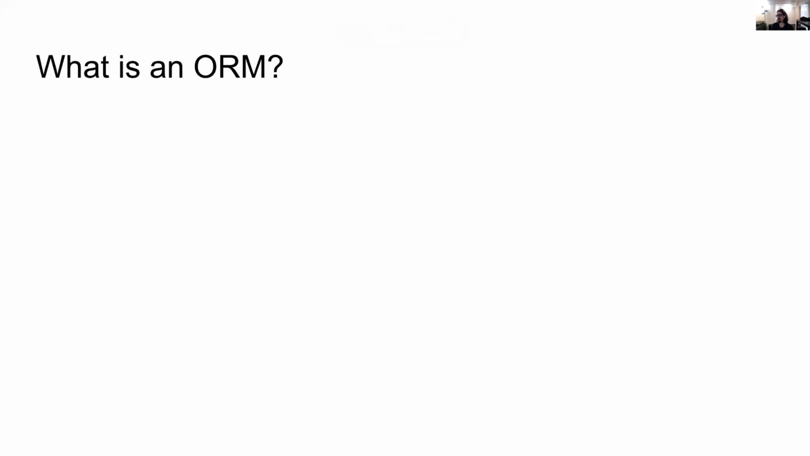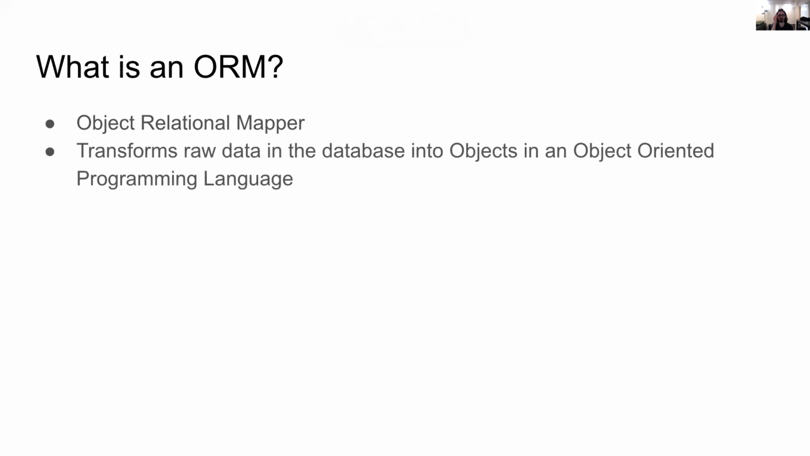So now that we've explored databases a little bit, we're going to layer on something else onto our database, and that is an ORM. So what is an ORM? An ORM stands for Object Relational Mapper. Its job is to transform the raw data in our database into objects in an object-oriented programming language.